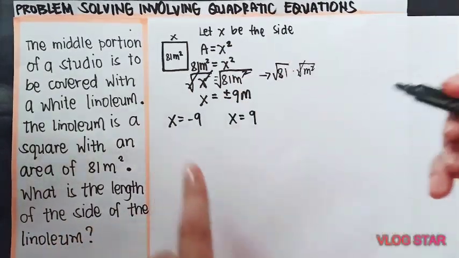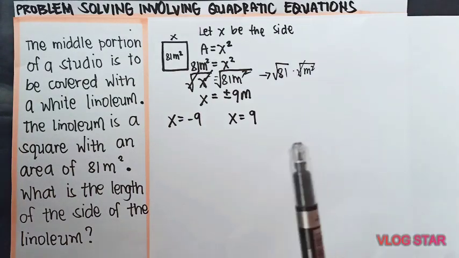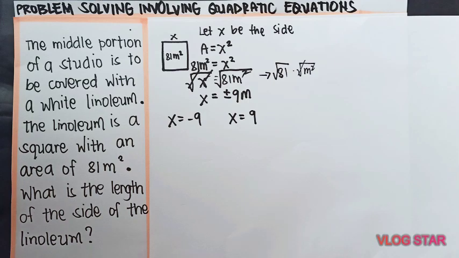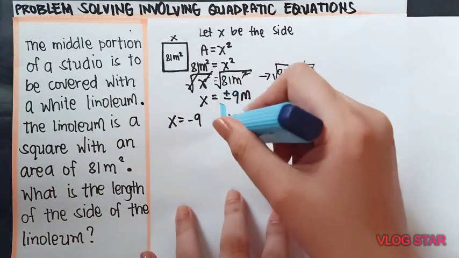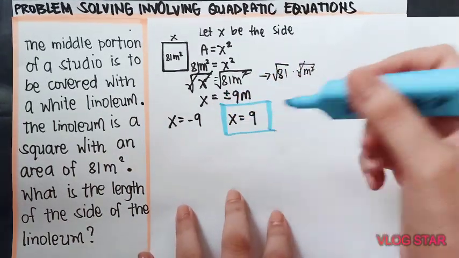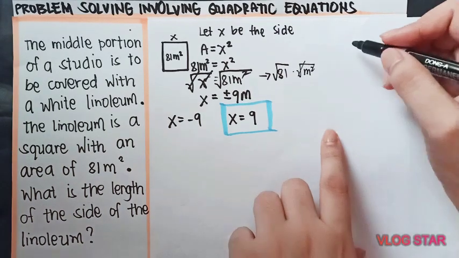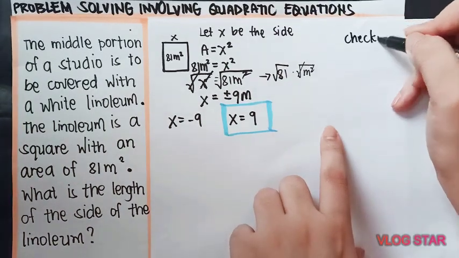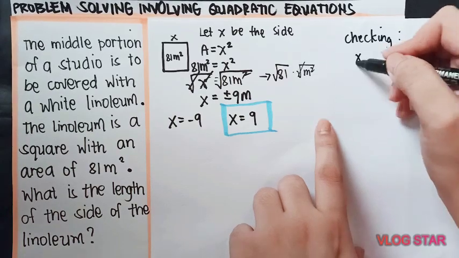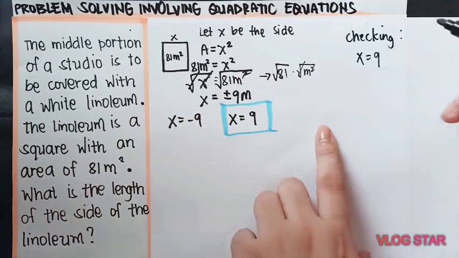But remember, we are talking about measurement. Therefore, we're not going to take a measurement which is negative. So we will only be taking x equals positive 9. Alright? So now we're going to have the checking. We will check if x equals 9 is the correct solution.